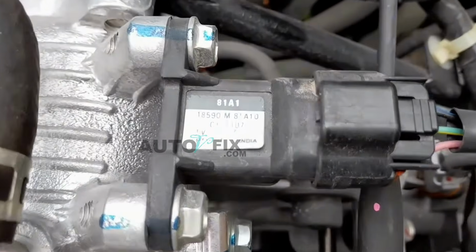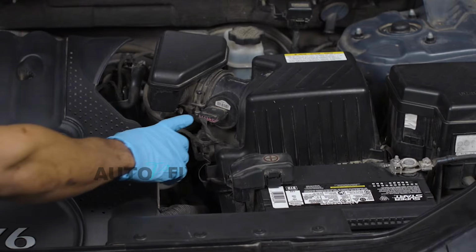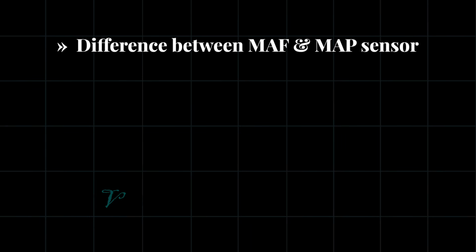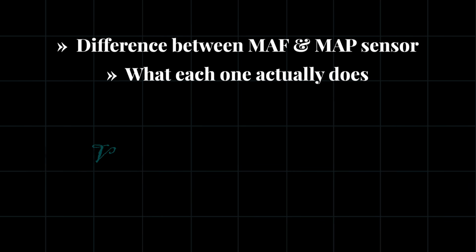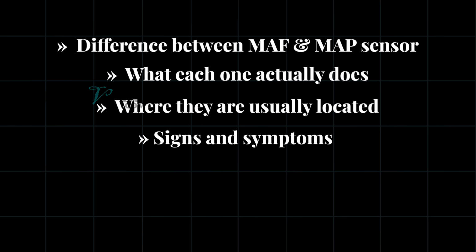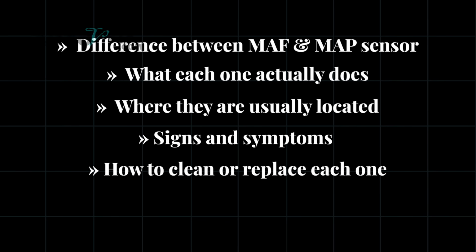But they do not do the same job, they are not usually located in the same place, and they do not fail in exactly the same way. So in this video, I'm going to show you the difference between a MAF sensor and a MAP sensor, what each one actually does, where they are usually located, the signs and symptoms that help you tell which one may be going bad, and how I would clean or replace each one step by step.